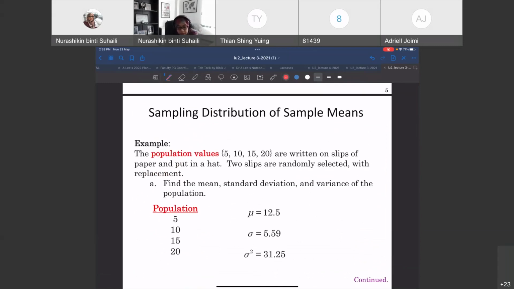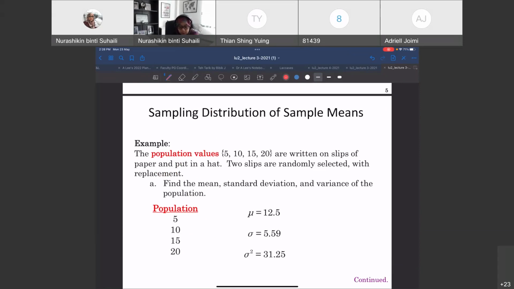The population values 5, 10, 15, 20 are written on slips of paper and put in a hat. 2 slips are randomly selected with replacement. Find the mean, standard deviation, and variance of the population.